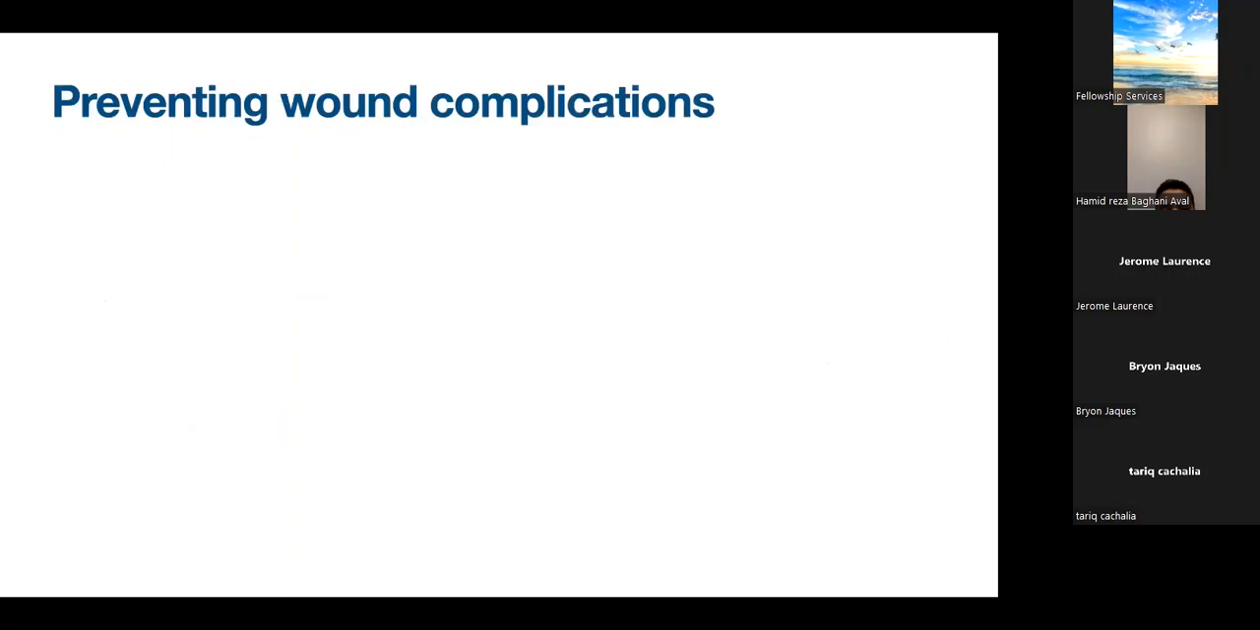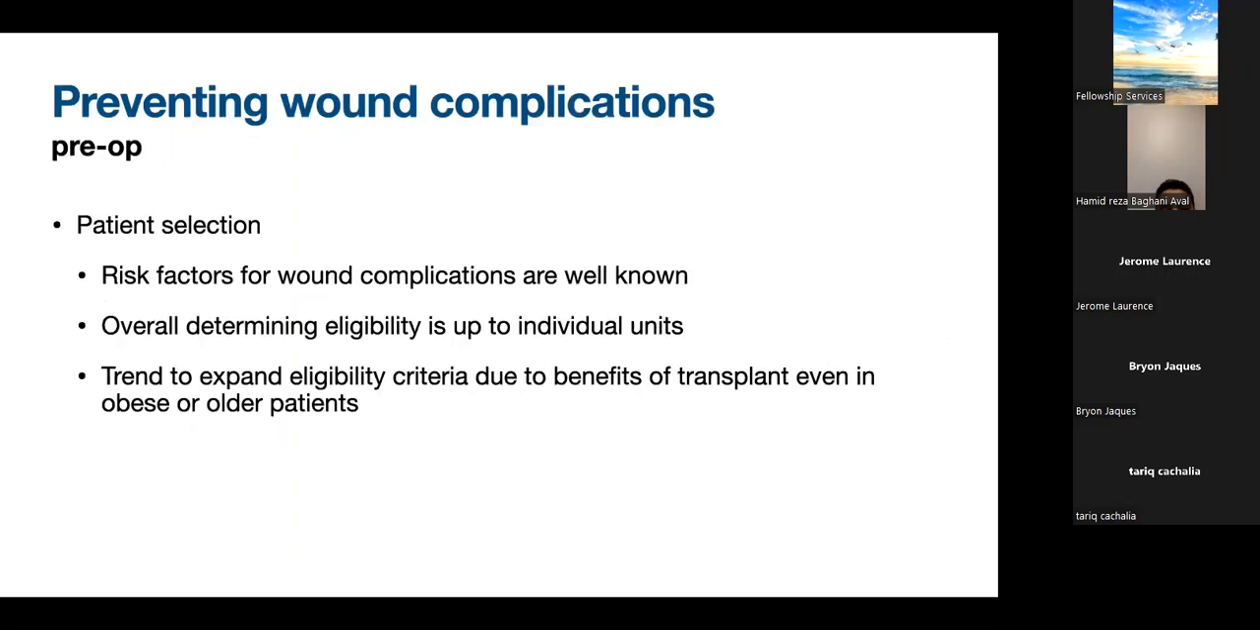So, preventing wound complications, starting from the beginning, patient selection is an important thing. The recognised risk factors for wound complications are very well known. But individual units determine who is eligible for transplantation, and there's a trend over recent years to expand the eligibility criteria, because we realise that even in older patients and obese patients, they have a significant benefit of receiving a transplant compared to spending time on dialysis.